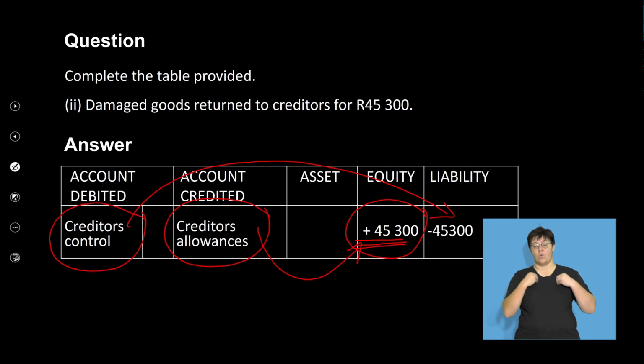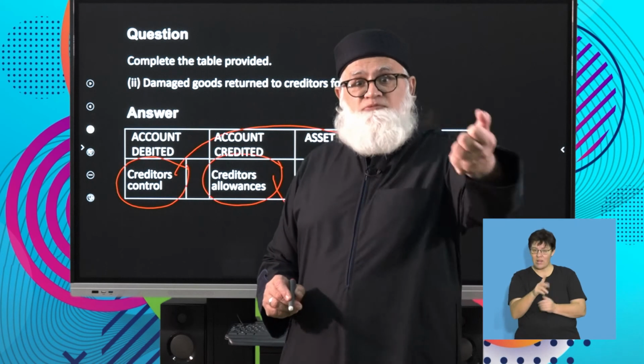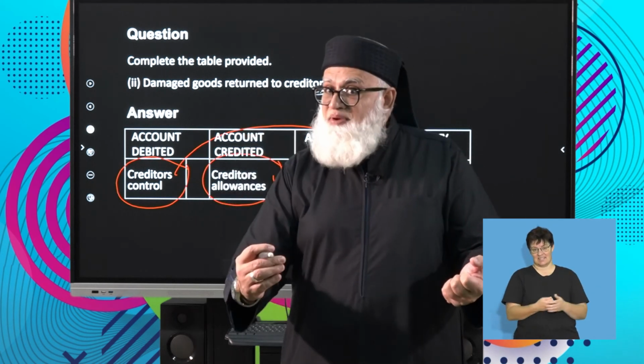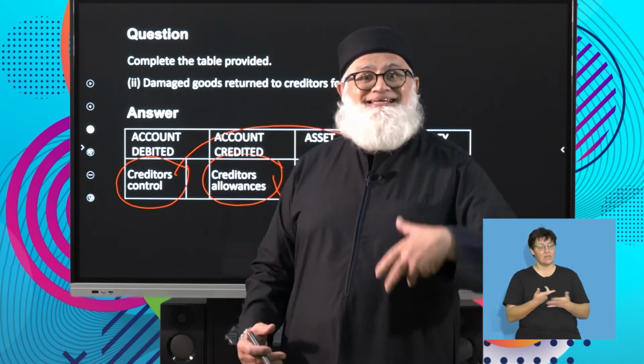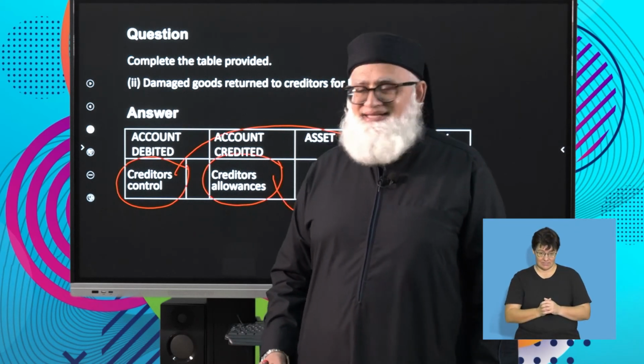So keep this in mind. Creditors' allowances will eventually be transferred to your purchases, and it will reduce your purchases. And therefore, we know purchases as an expense. And when you reduce your purchases, you are actually increasing your owner's equity. I hope you understand that. All right.